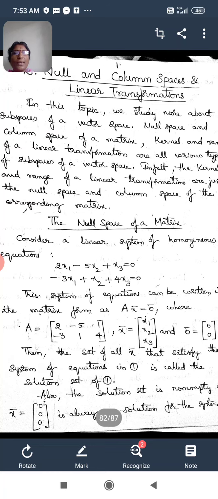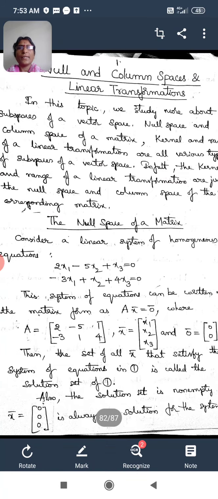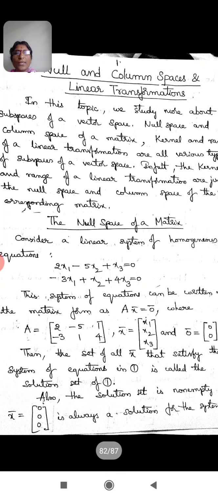As we can see, the zero vector of order 3 by 1 always satisfies Ax bar is equal to 0 bar. When we take the zero vector of order 3 by 1 in the place of x bar, we definitely get the zero vector of order 2 by 1 as the resultant vector. So x bar is equal to 0, 0, 0, a column vector of three zeros, is always a solution for the above system of linear equations.